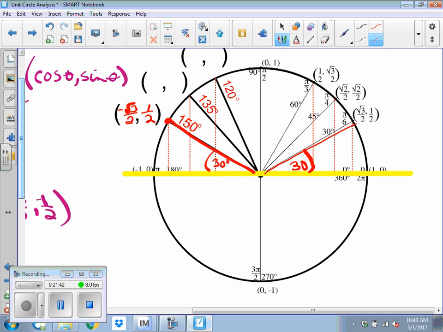All right? So 135 degrees, that's the same thing as the 45 degree angle. And 120 degrees, that's the same thing as the 60 degree angle. Because that's what their reference angles are. Okay? Any questions? Now, you also need to know that 30 degrees is the same thing as pi over 6. So if it asked you, what is the sine of pi over 6? It's 1/2. What is the cosine of pi over 6? It's square root of 3 over 2. Okay?